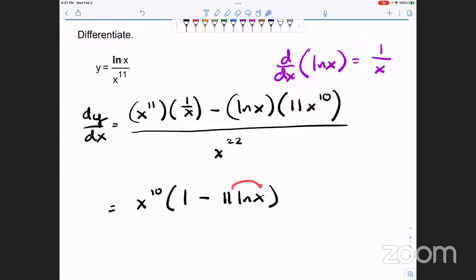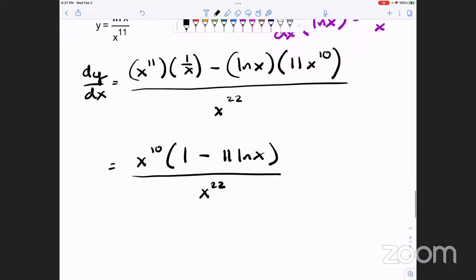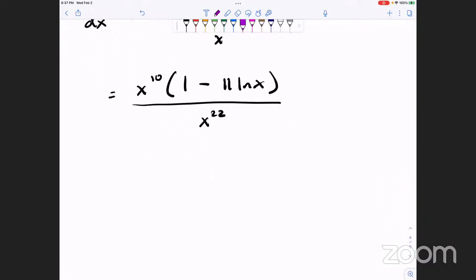Now, we could move this to the exponent. I'm gonna check something really quickly to see what form they would like us to leave that in. And then on the bottom, I think the x to the 22 persists, right? So if we have x to the 10 divided by x to the 22, you subtract, what is that, 12, right? So basically this 10 is turning this 22 into a 12. You subtract, right? So then what's left over, 1 minus 11 times the natural log of x over x to the power of 12.